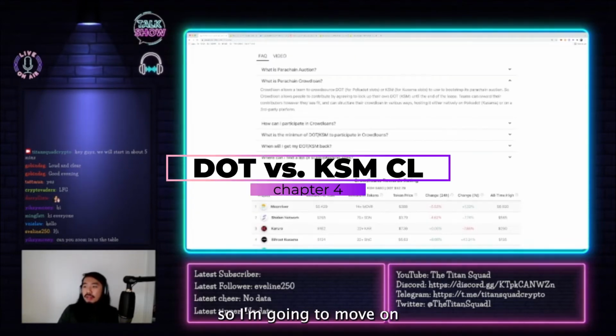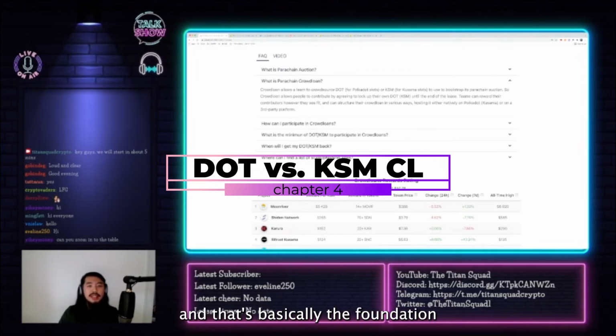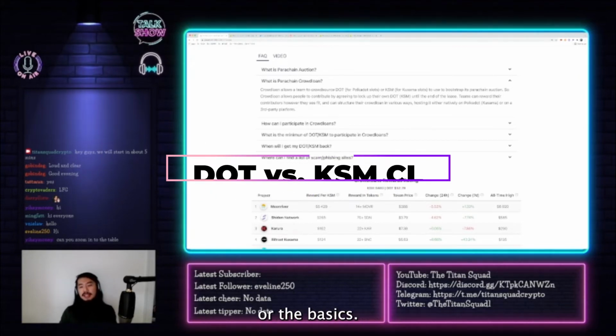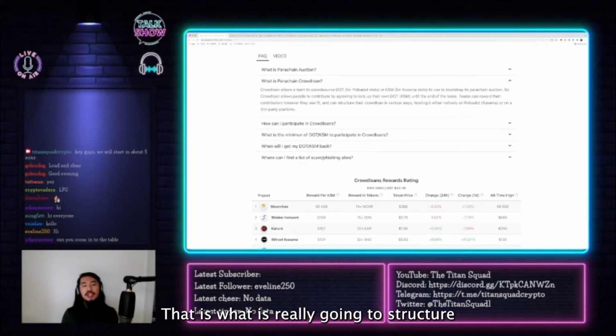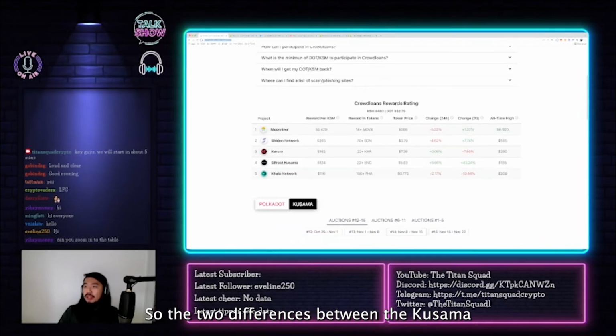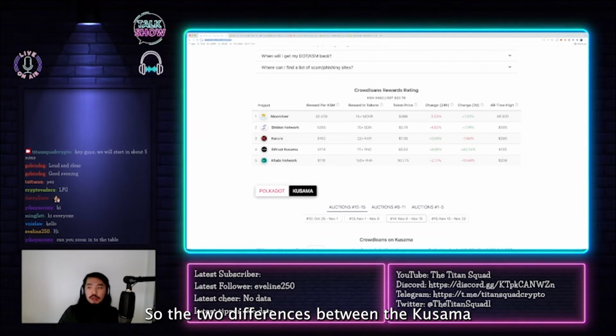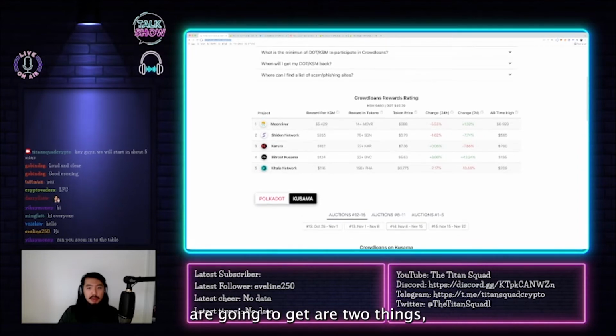All right, so I'm going to move on next to the difference between the Kusama and the Polkadot crowdloan. That's basically the foundation that will structure everything I'm going to share with you, for you to determine if it's even worth entering into these crowdloans. The two differences between the Kusama and the Polkadot crowdloan, and how they affect the rewards we are going to get, are two things.